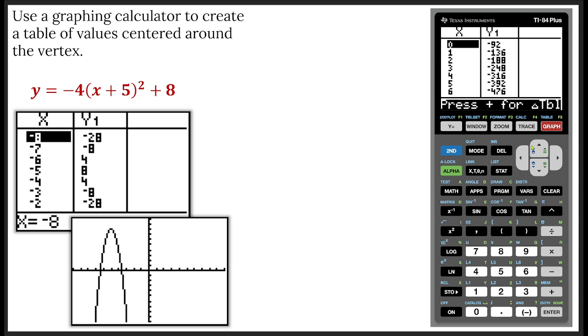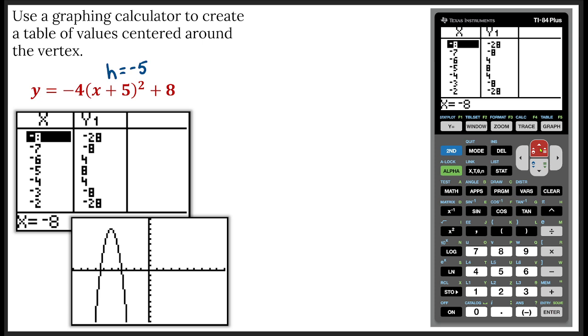Think about this vertex form. My H number should be -5. That means I need to move my table so that it is centered at -5. You can use these arrow keys. I need to scroll up in this list until I reach -5. That's my vertex, but I want it to be in the center of my table. So I'm gonna scroll a little bit higher until -5 is in the middle.